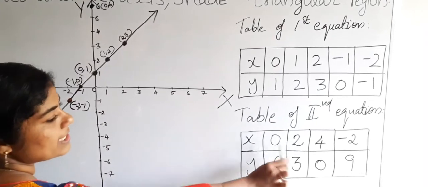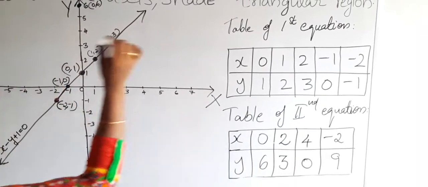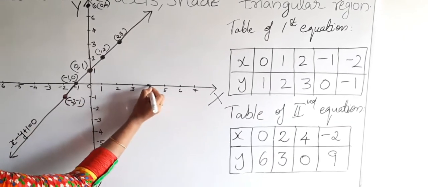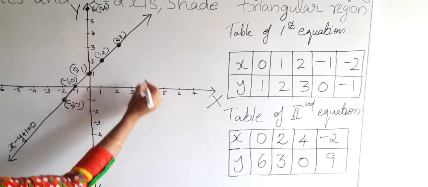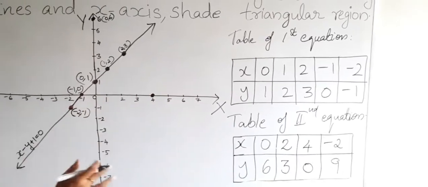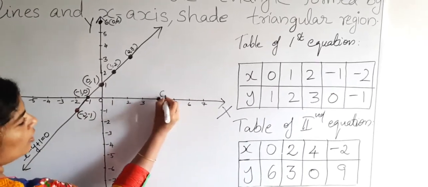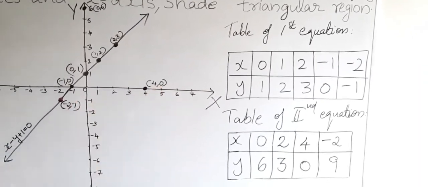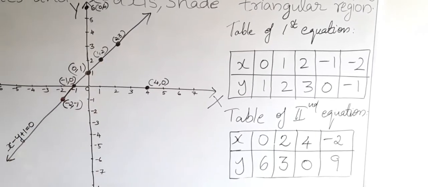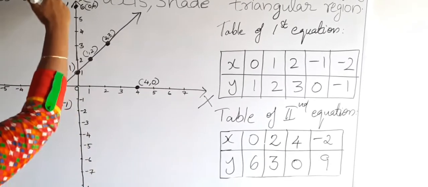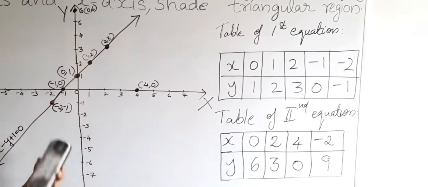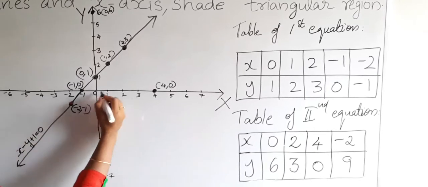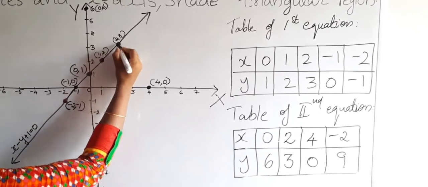And next, when x equals 4, y equals 0, which means no need to move up or down; it's on the x-axis itself. So the ordered pair is 4, 0. The x value is 4 and the y value is 0. With these two points we will get a line like this. We can also mark the middle point: when x equals 2, y equals 3.